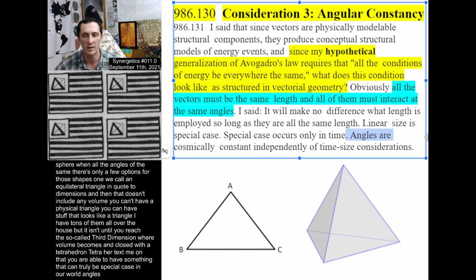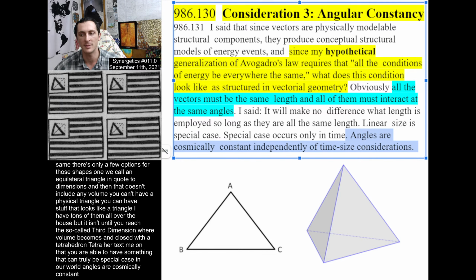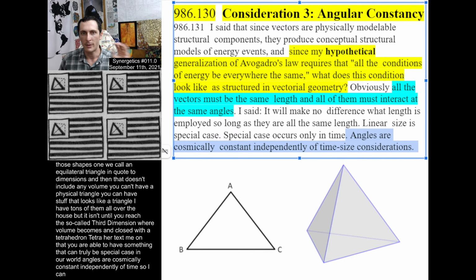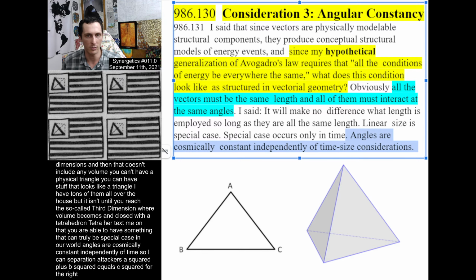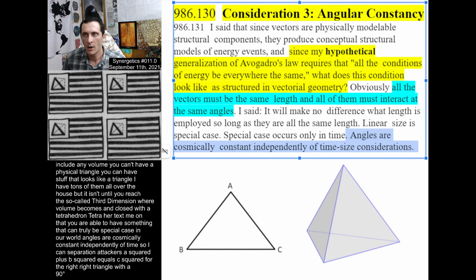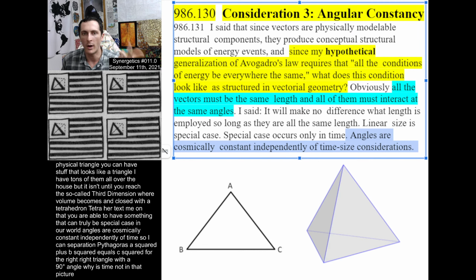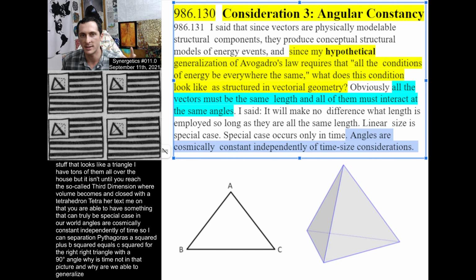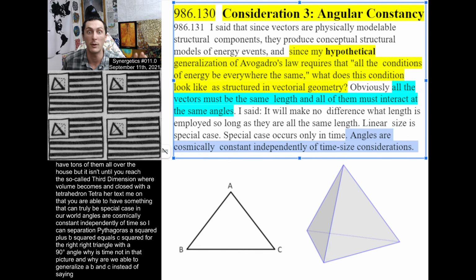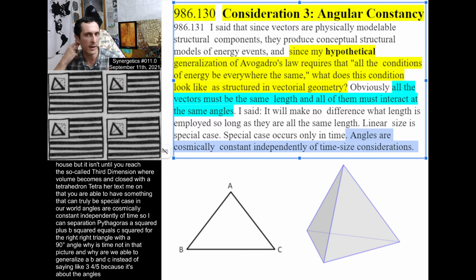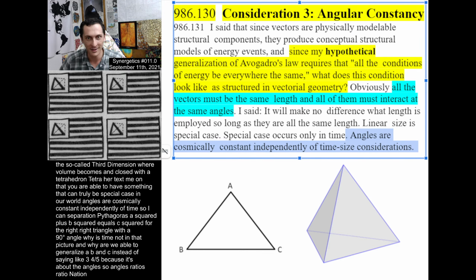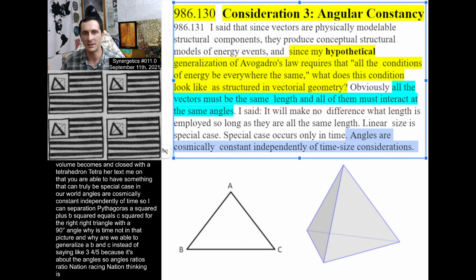Angles are cosmically constant independently of time and size consideration. Pythagoras: a squared plus b squared equals c squared for the right triangle with a 90-degree angle. Why is time not in that picture? And why are we able to generalize a, b, and c instead of saying 3, 4, 5? Because it's about the angles. So angles, ratios, rationation, thinking is independent of the special case.